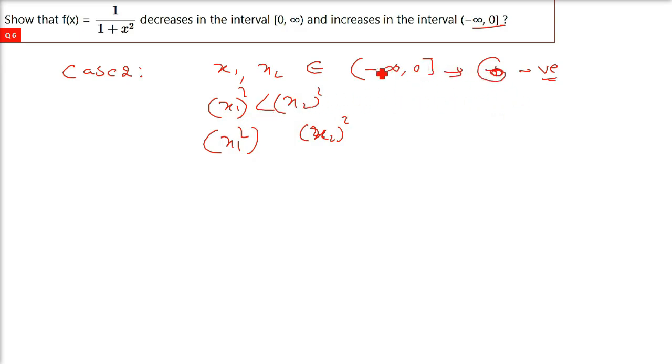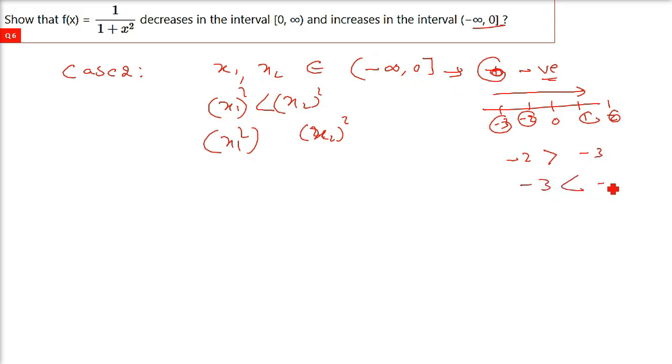I'll take any random number between negative infinity to 0 just to make you understand what I'm trying to say here. So if I take any two negative numbers, one number is lower than x2, we always go increasing from left to right. Please remember. So if you take -2 and -3, actually -2 is greater than -3. 3 is greater than 2, but -2 is actually greater than -3. That is, -3 is less than -2. Now square it.